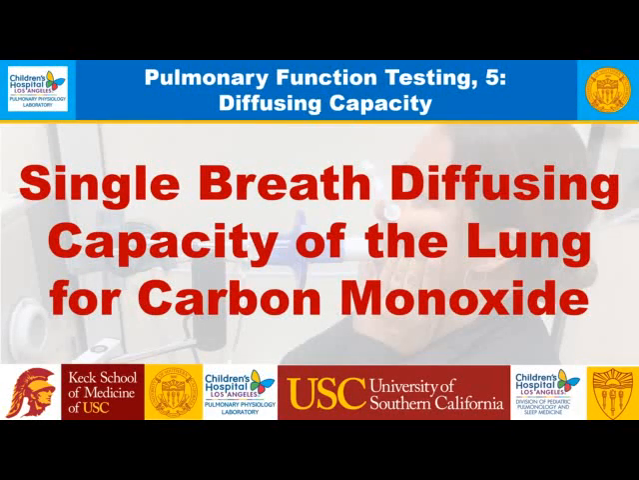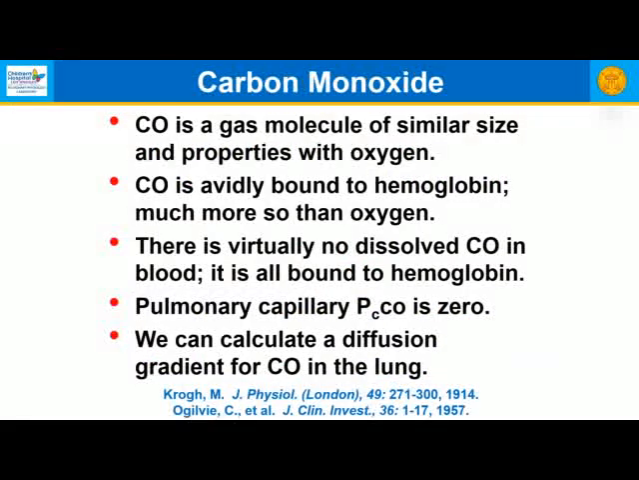We move to the single breath diffusing capacity of the lung for carbon monoxide. Carbon monoxide is a gas molecule of similar size and properties with oxygen. But CO is avidly bound to hemoglobin, much more so than oxygen. So there's virtually no dissolved carbon monoxide in blood. It's all bound to hemoglobin. Therefore, the pulmonary capillary P carbon monoxide, or PCO, is zero.